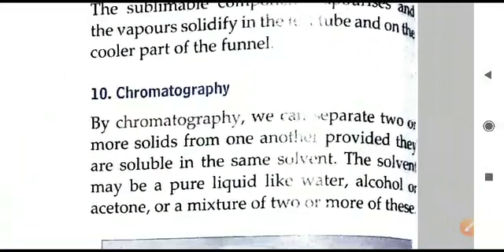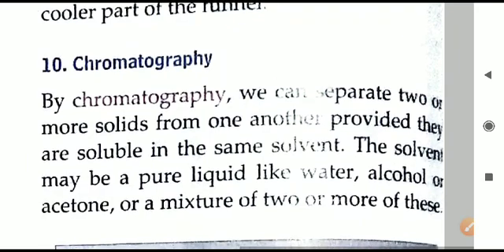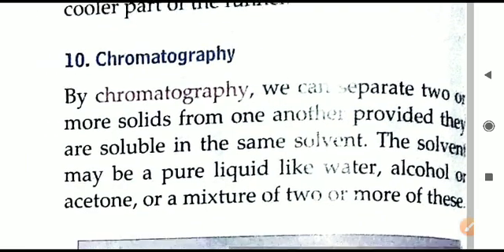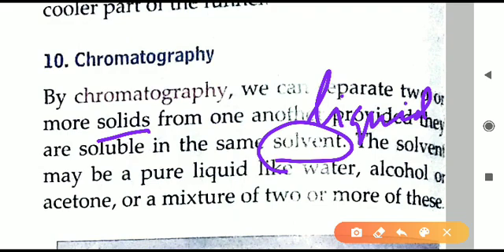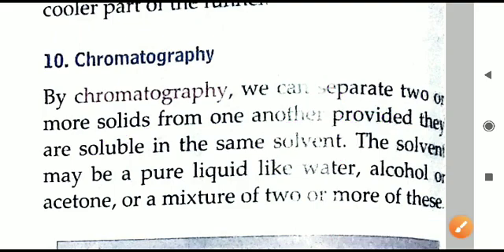The last physical method given here is chromatography. In this method we can separate different solids which are present in the same solvent. Solvent is a liquid. For example, different substances present in ink. In the ink, different pigments are dissolved together, different colors are dissolved together to form a particular ink, and all those different pigments present in the ink can be separated by chromatography. All the pigments present in ink are solids. All the solids are dissolved in a liquid to form the liquid ink. So we can separate all of them by the process of chromatography.